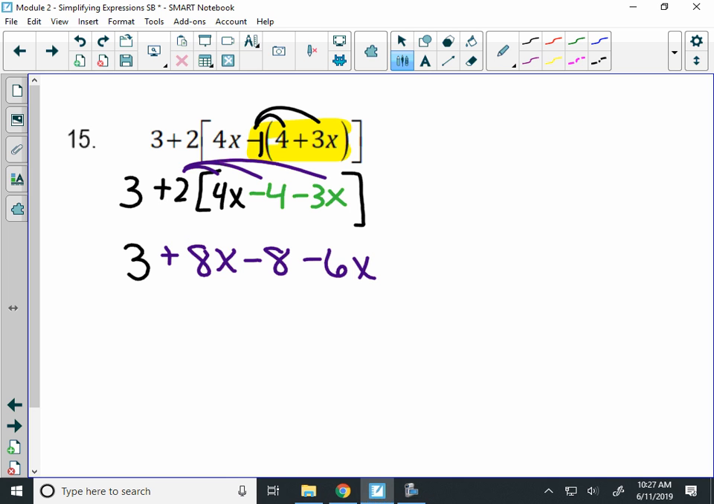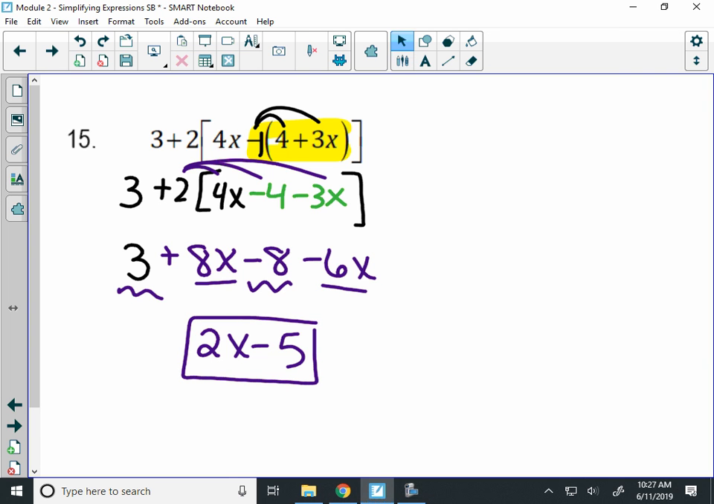Now I go ahead and combine. Although, let's see, 4x minus 4. We're good. Okay, so one more. So 8x minus 6x is 2x. And then combine 3 minus 8 is negative 5.